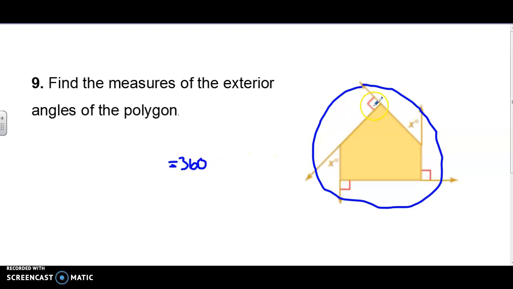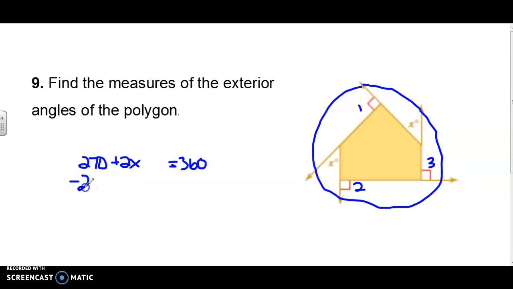So the exterior angle measures are 90, 90, and 90. 90 plus 90 plus 90 is 270. Then I have x and I have x. x plus x is 2x. So how did I find 270? I added 1, 2, 3 90-degree measures. So 3 times 90 is 270, or you could have done 90 plus 90 plus 90 is 270. Then I have x plus x, which gives me 2x.